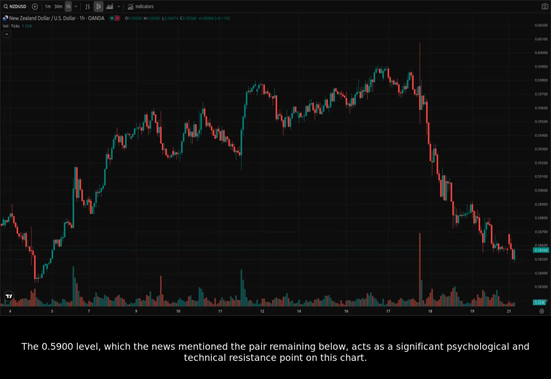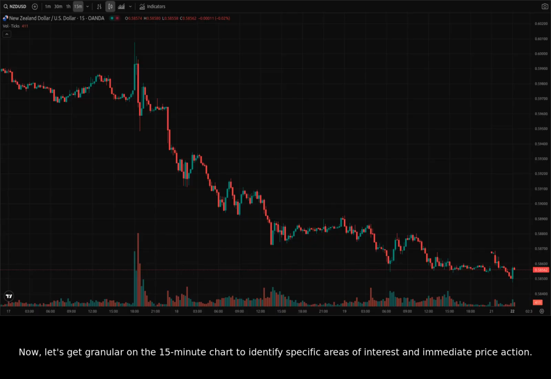The 0.5900 level, which the news mentioned the pair remaining below, acts as a significant psychological and technical resistance point on this chart. Now, let's get granular on the 15-minute chart to identify specific areas of interest and immediate price action.